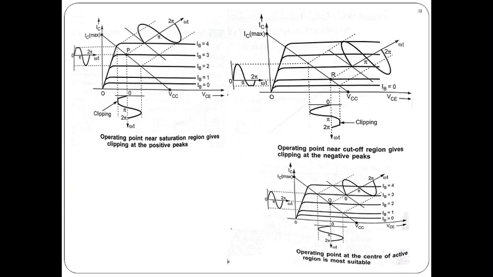You can observe for different points on the DC load line, the operating point is present at different positions. So the first diagram indicates the operating point at point P, which is closer to the saturation region.